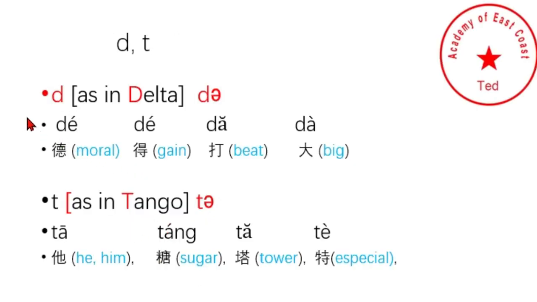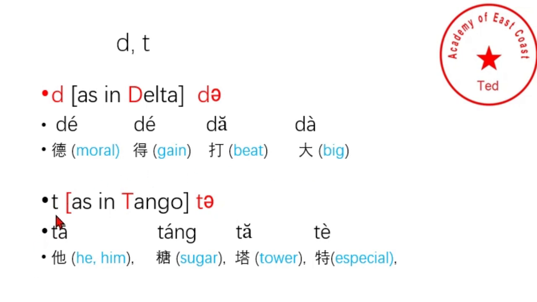Now let's come to D and T. D as the D in Delta. Let's practice it with the tones in the syllables with the characters. The first one, da. The second one, still second tone, da. The third one, da, third tone. Next one, da.